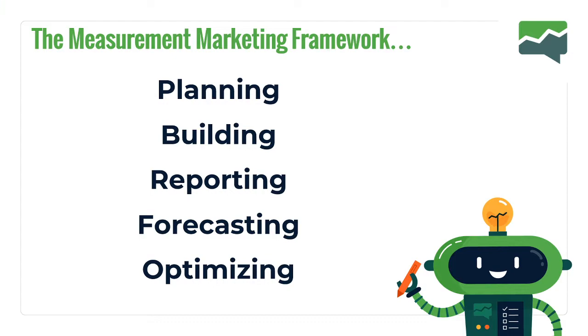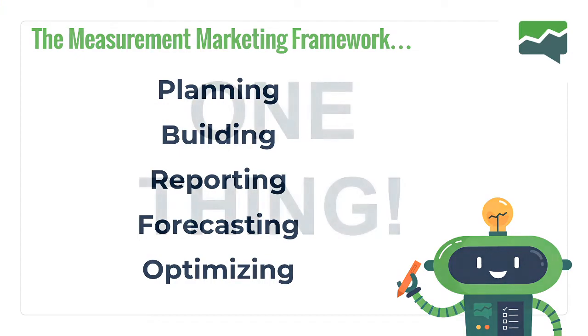Then you've got your information. You can build your reports and dashboards like from Data Studio or spreadsheets or even the built-in reports that are in something like Google Analytics. Once you've got your benchmarks, you can then forecast your new results, and then you can optimize against your forecast. That's sort of the measurement marketing framework in a nutshell.